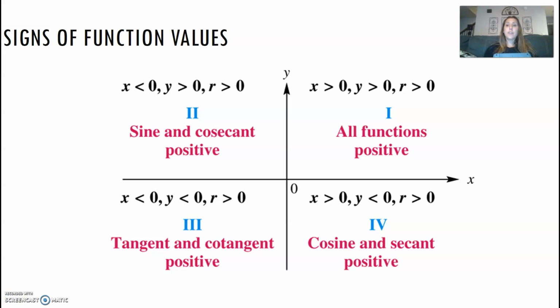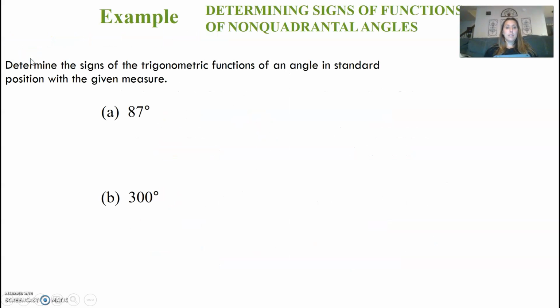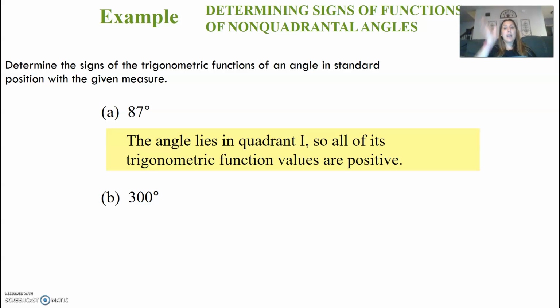All right, so now that you have this in your notes, we're going to go ahead and do some examples, I think. At least that was my plan. There we go. All right, so we're going to determine the signs of the trigonometric functions of an angle in standard position with the given measure. So we have 87 degrees.